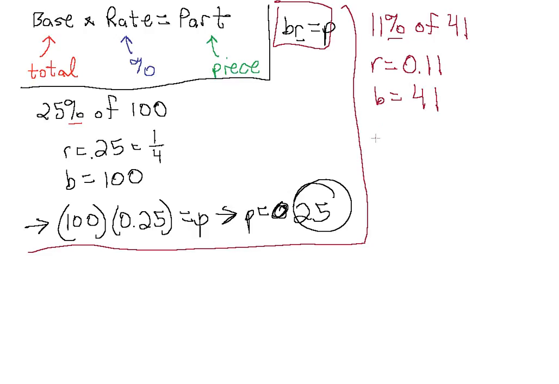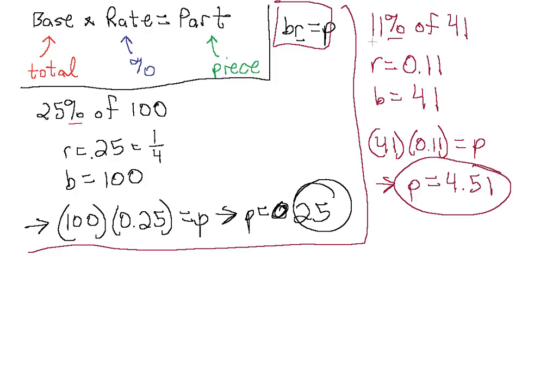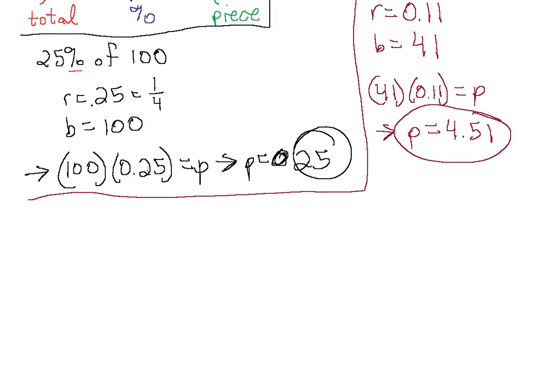And we simply plug into our equation. We have 41 times R, which is 0.11. And that's going to give us the part that we're looking for. And we simply solve for P by multiplying these together. We have 4.51. 4.51 is 11% of 41. Okay? Very straightforward. We're learning how to use the percent equation here. So let's do a couple more.